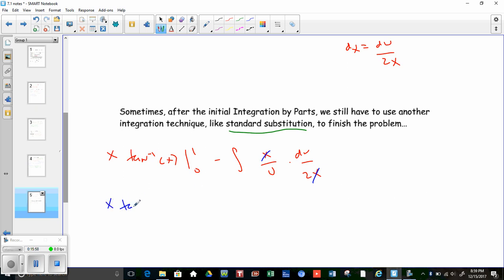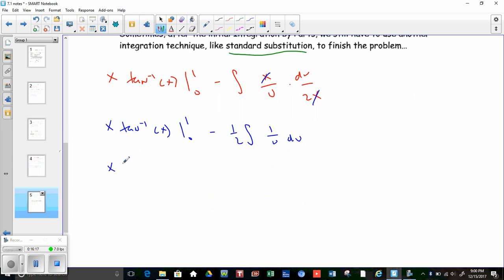So we end up with x inverse tangent of x from 0 to 1 minus, now I'm going to pull the 1/2 to the front, and then I have the integral of 1 over u du. This one I can take the antiderivative of. So this is x inverse tangent of x from 0 to 1 minus 1/2 the antiderivative of 1 over u, which is the natural log, absolute value of u. No plus c, and I will evaluate this, but I'm not putting the bounds yet because I'm going to go back to x.